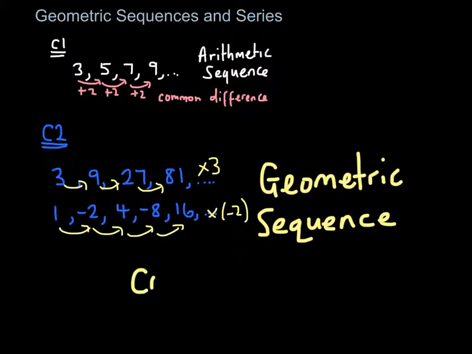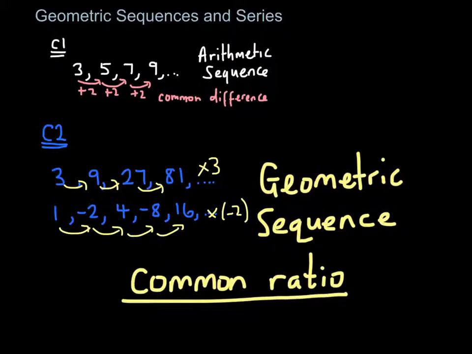Now in arithmetic sequences, those numbers were called common differences. In geometric sequences, that number you're multiplying by is called a common ratio, and we use the letter R to represent it. Okay? And then for the first term, we use A, just like we did in arithmetic sequences.